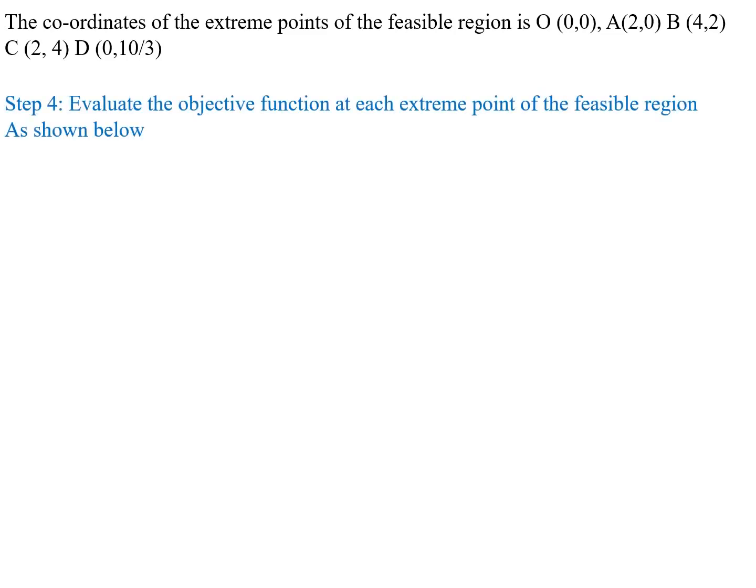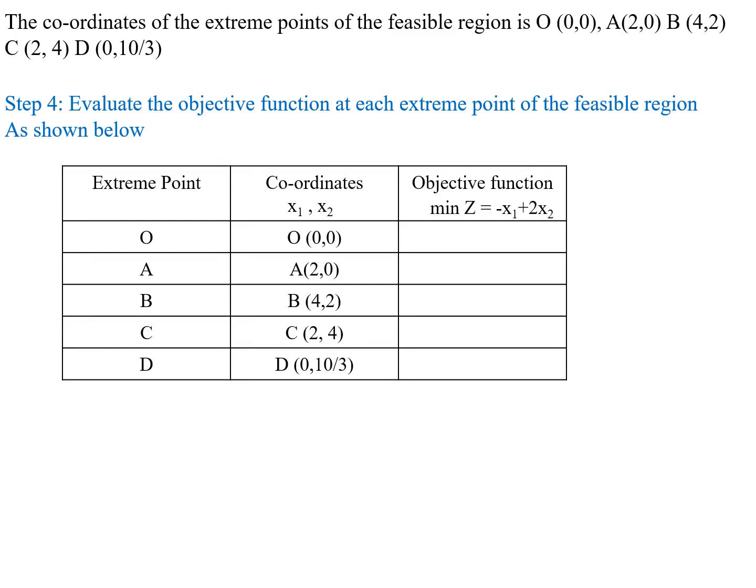Next step is to evaluate the objective function at each extreme point of the feasible region. For this, draw a tabular column. The first column has the extreme points, that is O, A, B, C, D, and the second column has the respective coordinate values of each extreme point. The third column is the objective function value. For this, substitute the x1 and x2 values for each extreme point.